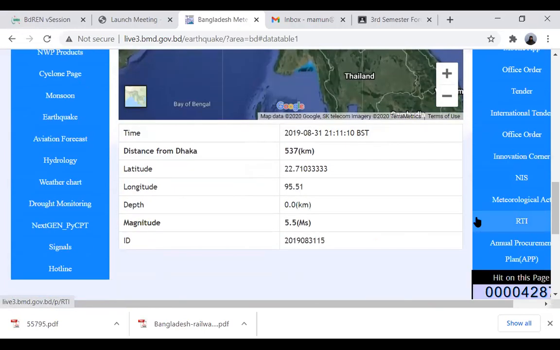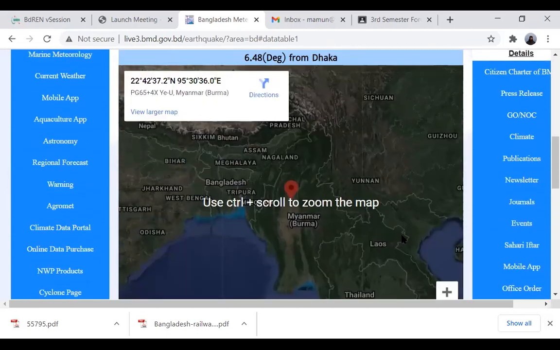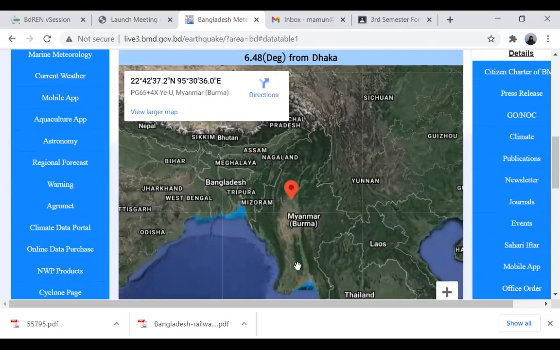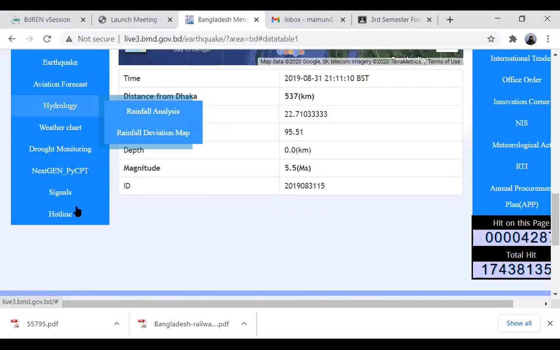Okay, so now the last one is 31/8/2019. So distance from Dhaka, then latitude, longitude, depth, magnitude, how much on the Richter scale. So everything is in here. So there are a couple of areas from where we can get the information. So from Dhaka, up to that area we can get the information. So this is actually quite a good variety of different segments in here.